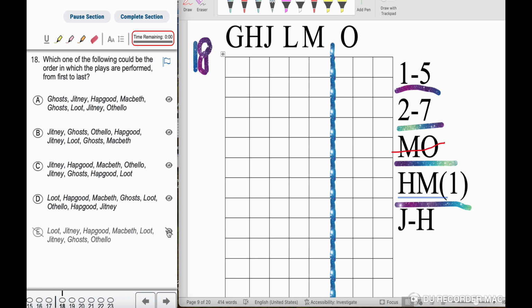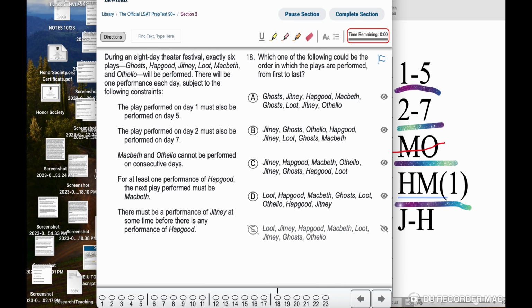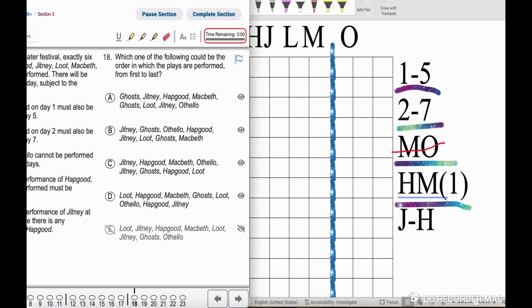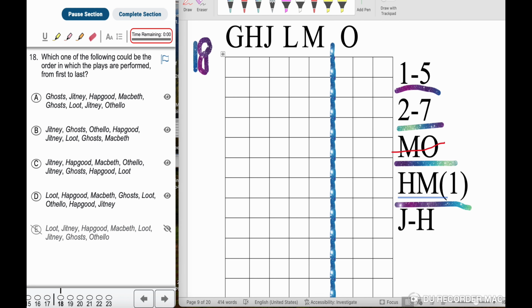M and O cannot be next to each other. Let's just verify it. M and O cannot be performed on consecutive days. If you look at choice C, it has M and O, so let's go ahead and remove choice C. HM for one play, H is next. Okay, so HM is good here. HM is not good here. HM is okay here.